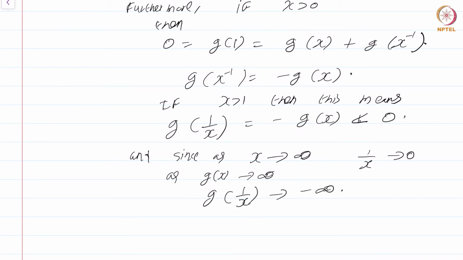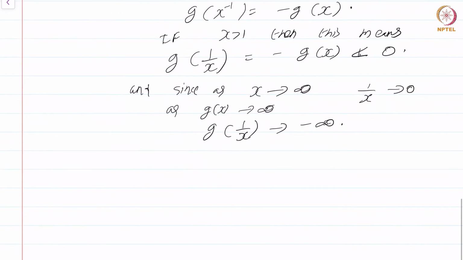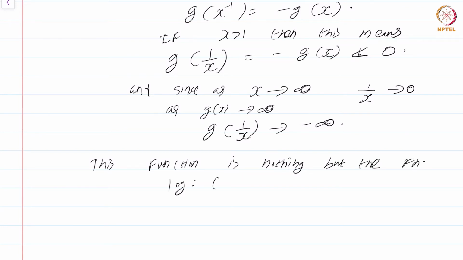Because g of 1 by x is just minus g of x. So this function g is nothing but the logarithm, the function log from (0, infinity) to R.